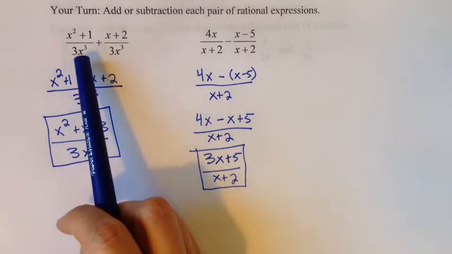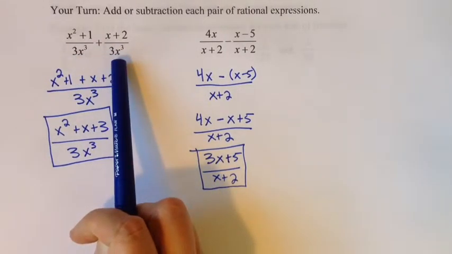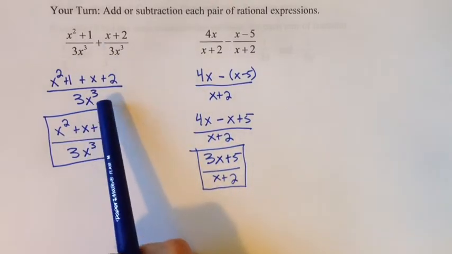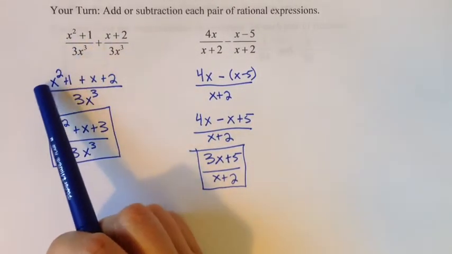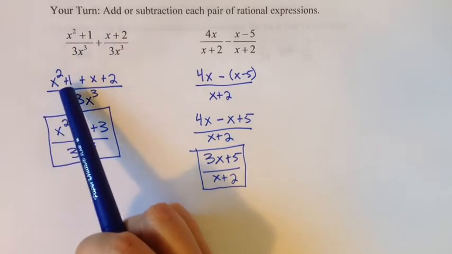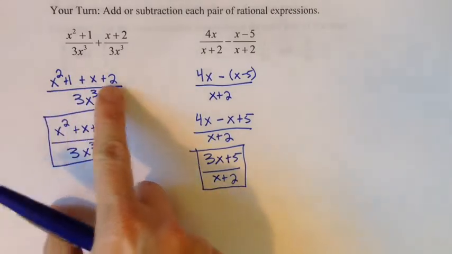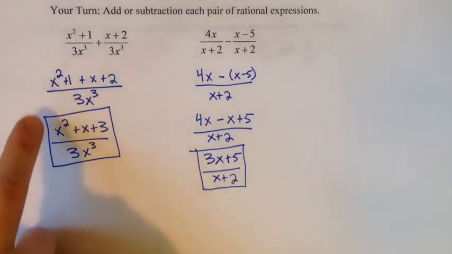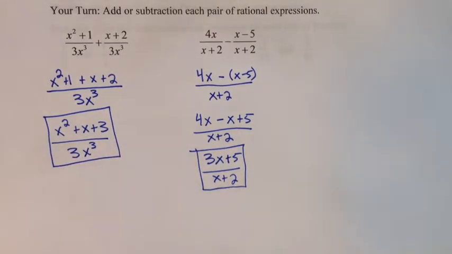In my first example, I'm adding two fractions together that already have the same denominator of 3x cubed, so I know that my denominator will also be 3x cubed. Since I'm adding, I will add the numerators straight across. X squared plus 1 plus x plus 2. Now I'll combine like terms as much as I can, which gives me x squared, a single x, and then a 3, all over my denominator of 3x cubed.